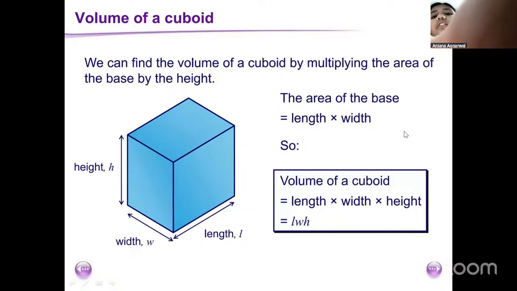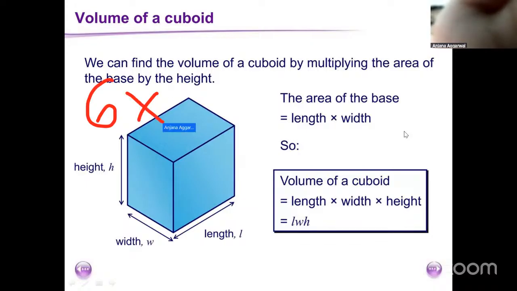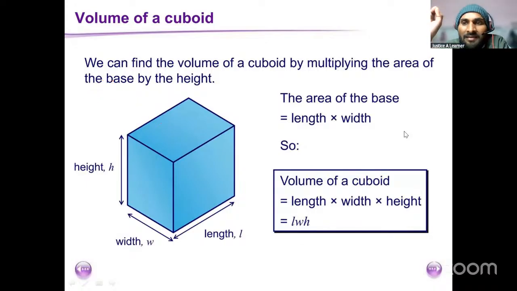No, no, no. L is equal to W, W is equal to H. Let's say L is A, W is A, and H is A. All of them are A. Then it would become what? A into A is equal to what? Side into side into side is equal to what?